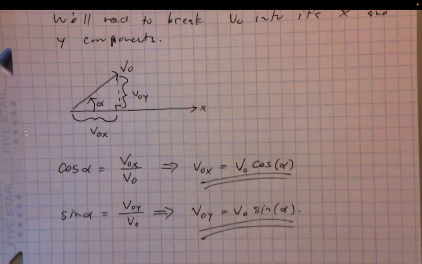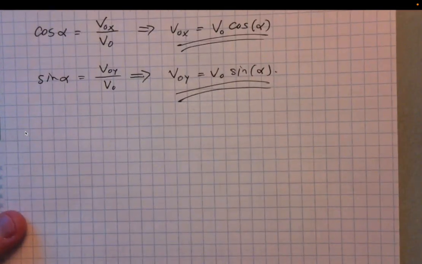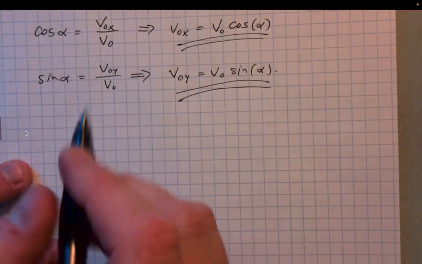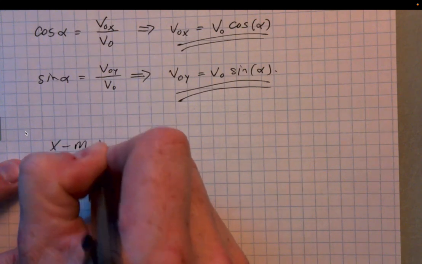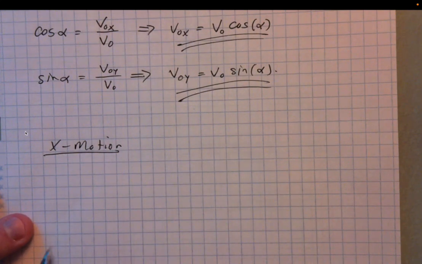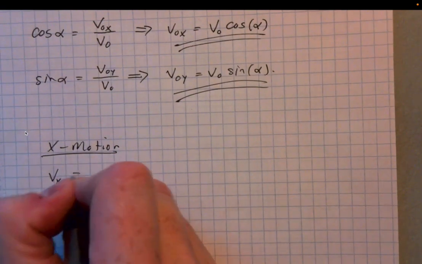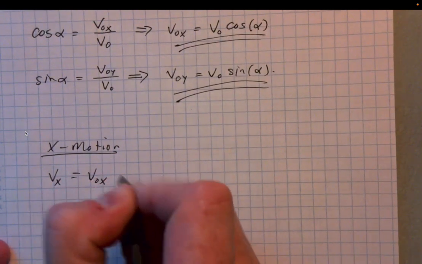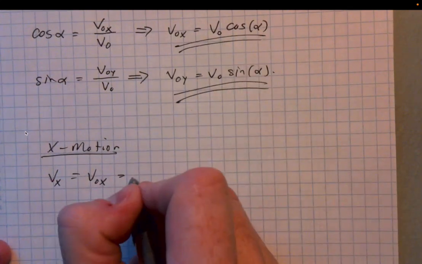And so in totality, what do we have here? What are the basic motions here? For the x motion, the x component of velocity is equal to v naught x, which we've just shown is v naught cos alpha.